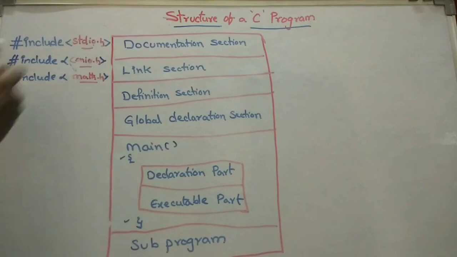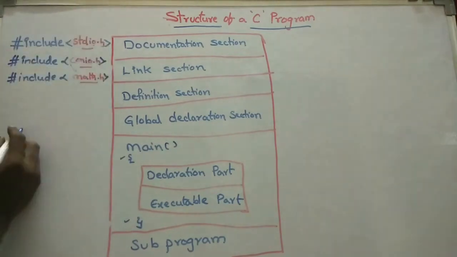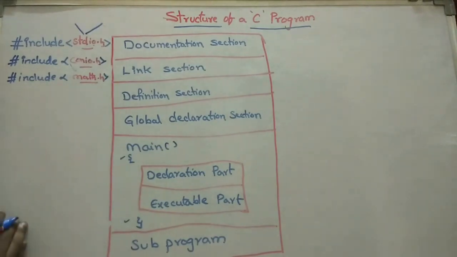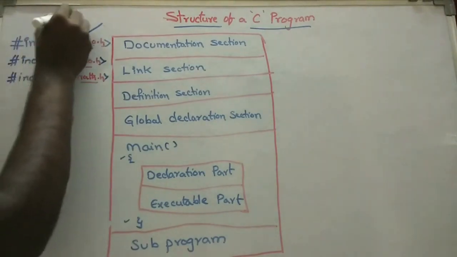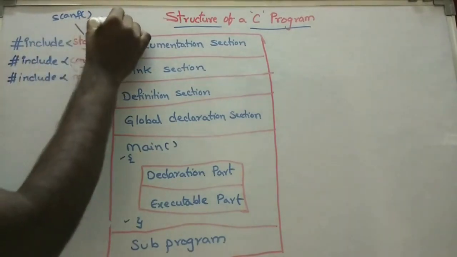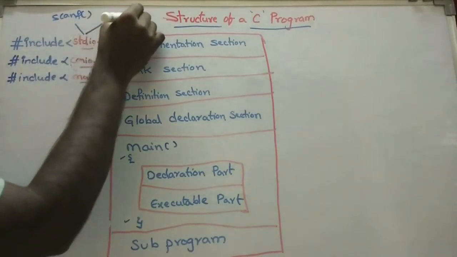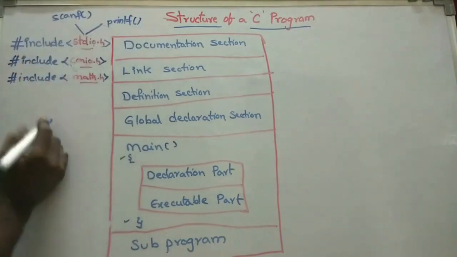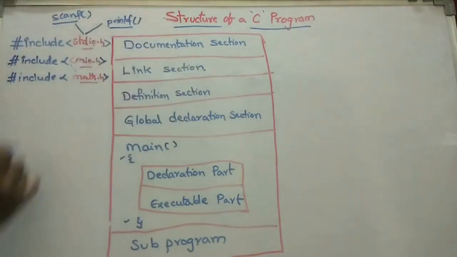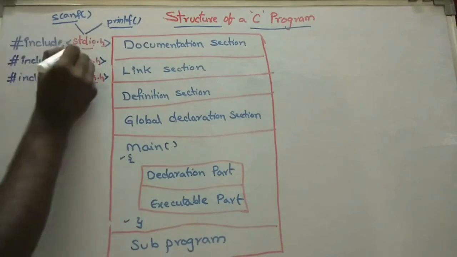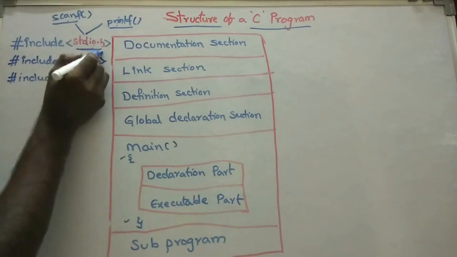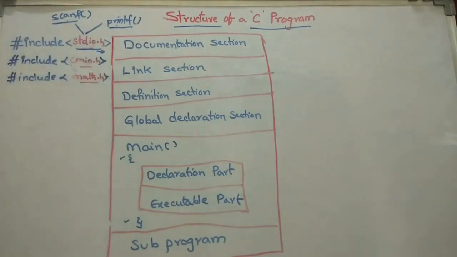What is the need of the standard input output header file? Here we have the standard input and output functions. What is the standard input function? The scanf function. And what is the standard output function? The printf function. Now if I want to use the scanf function or printf function in my program, I definitely have to include this header file, because these two functions are available in that particular header file or library.